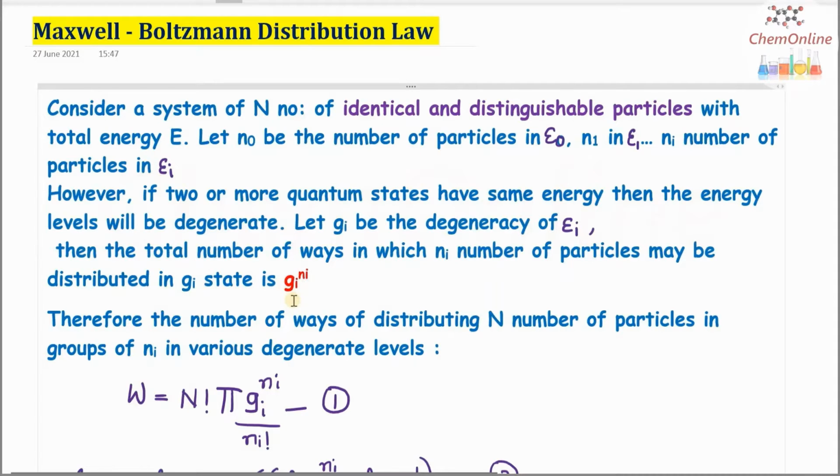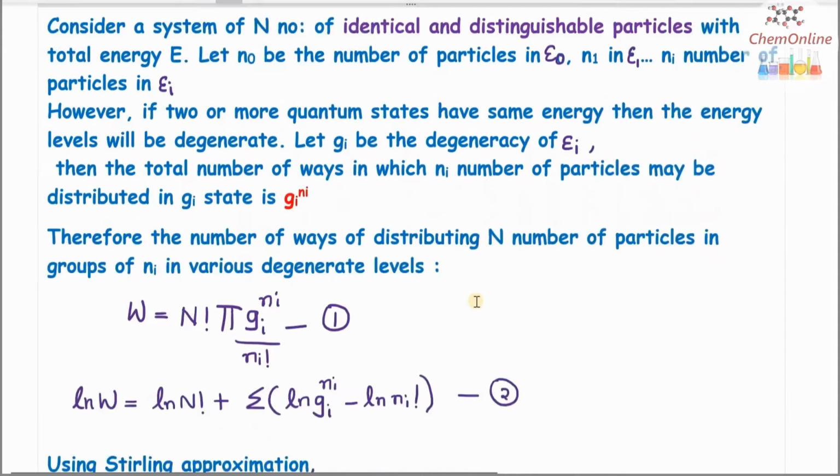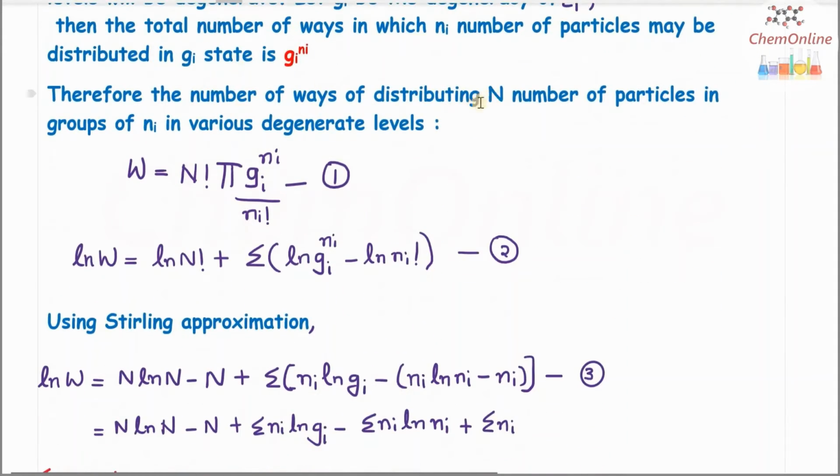Here Gi is the degeneracy of the ith level and ni is the number of particles. So therefore, the number of ways of distributing n number of particles in groups of ni in various degenerate levels.